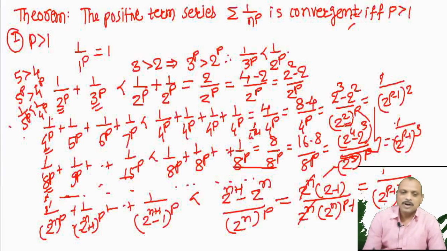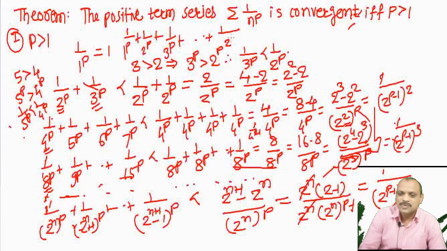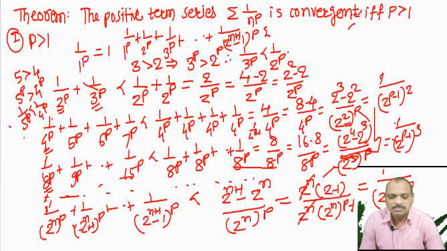Now if we add all these terms, terms from the left and terms from the right, then what we get here: 1 divided by 1 raised to p plus 1 divided by 2 raised to p plus 1 divided by 3 raised to p plus 1 divided by (2 raised to n plus 1 minus 1) whole raised to p. This is less than. Okay, I am going to erase some part of this so that we get a clear idea about these terms.